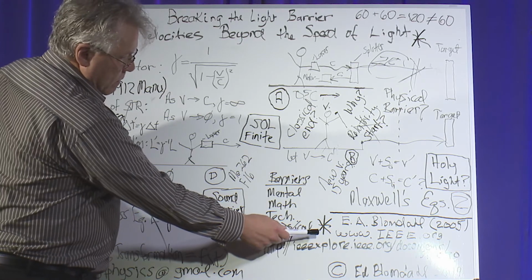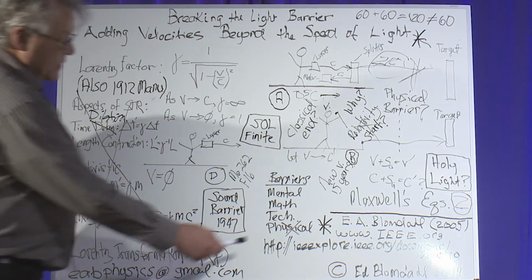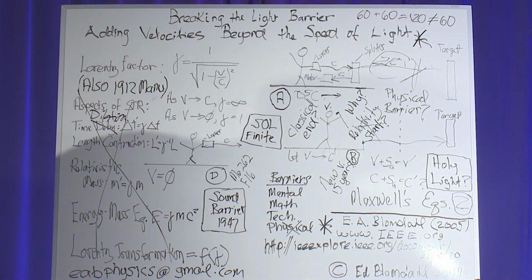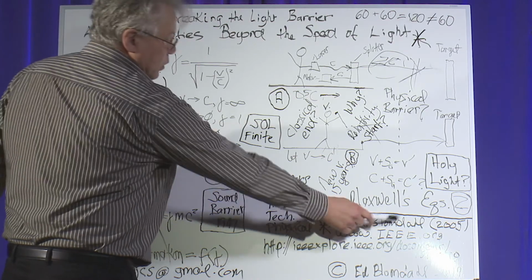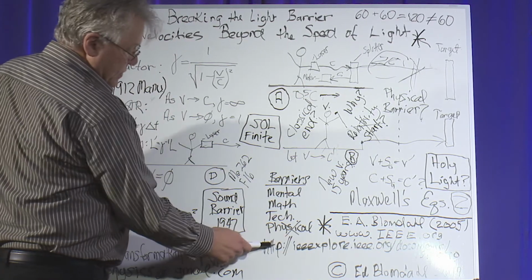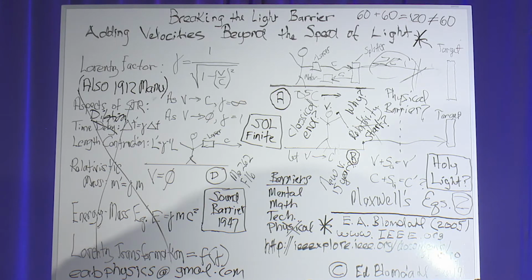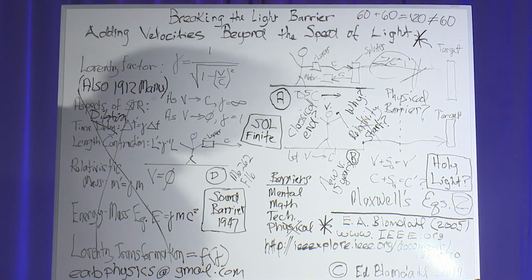I do have, if you go on the web to www.ieee.org, that's the Institute of Electrical and Electronics Engineers. And they have the paper, Breaking the Light Barrier, Adding Velocities Beyond the Speed of Light. It was written in 2005, and it's listed under E.A. Blumdahl. Or you can use this address and go directly to the paper. You can just copy that down if you want to see it. I think it might cost something to get it, but it's there. It's published. If you have any questions or comments, or you want to use some of this, you can send them to eabphysics@gmail.com.